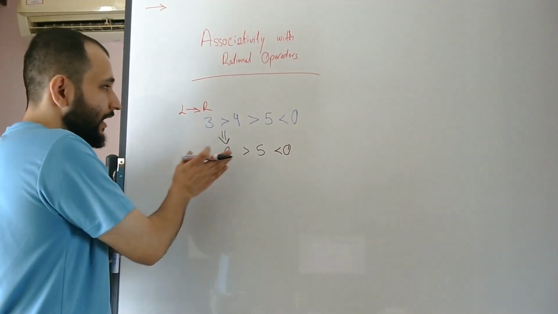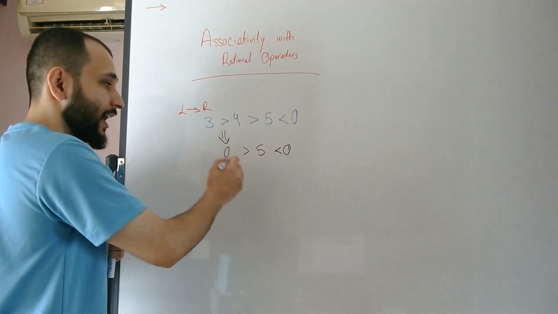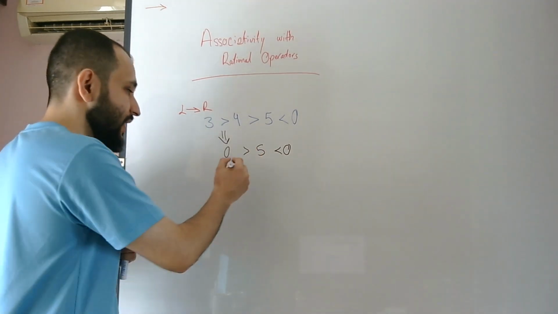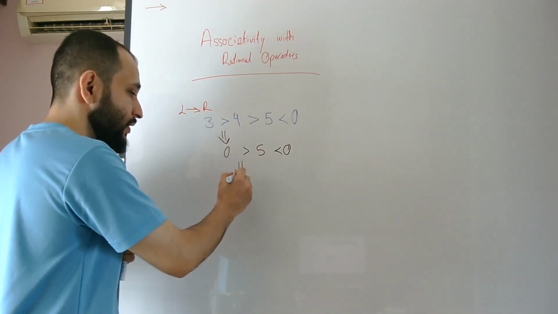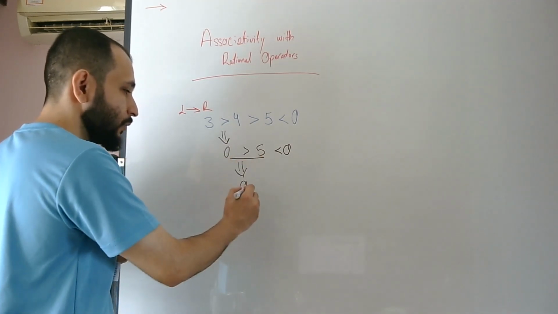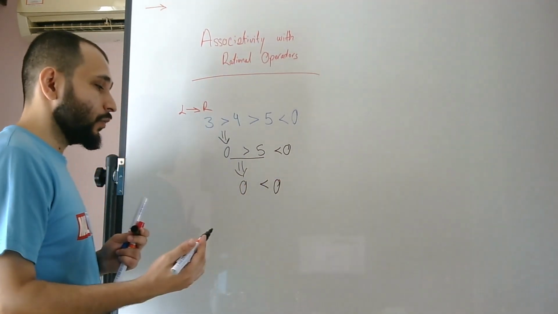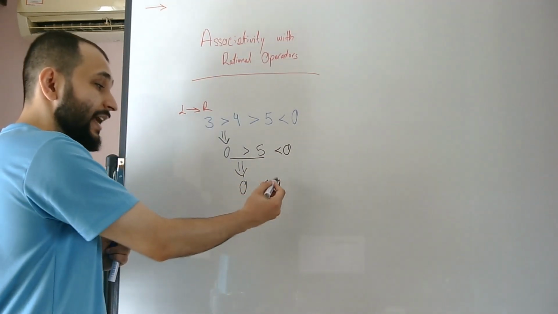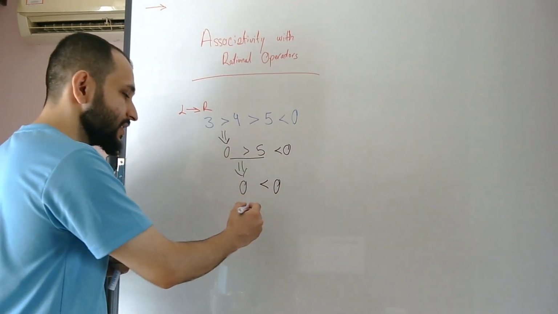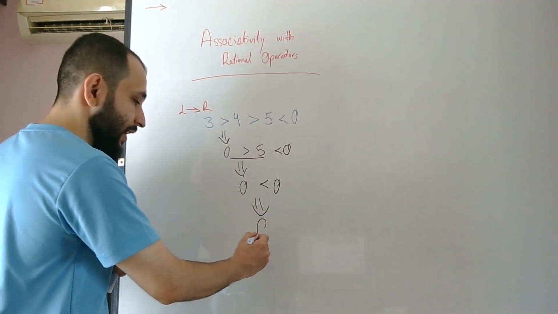Now once again, we will move from left to right. Is 0 greater than 5? Still, 0 is not greater than 5. That is false as well, and false will result in 0. So the evaluation of this part is equal to 0. Now 0 is less than 0. And once again, is 0 less than 0? No, 0 is equal to 0. So this is false, and once again, the evaluation of this part will result in 0.